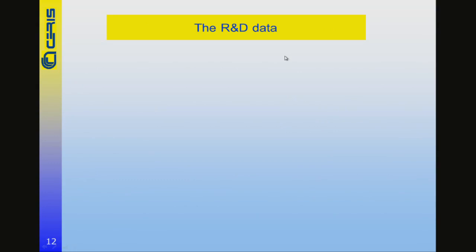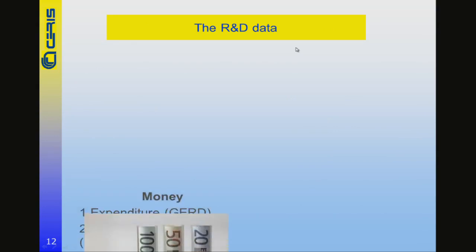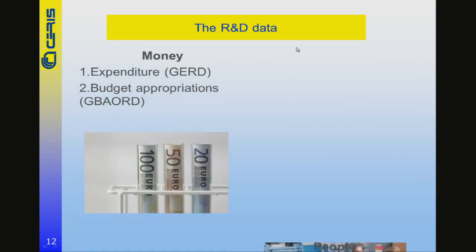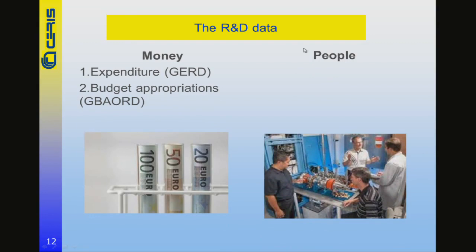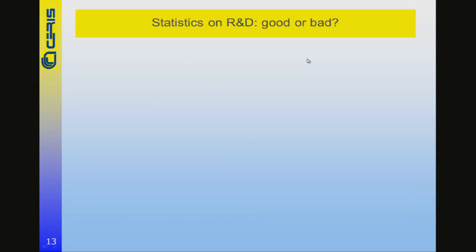Just once again to be clear about what we are doing. The R&D data, the data on research and development, are of two types: money and people. Money is expenditure, and we have this acronym, gross expenditure on research and development. This is ex post measurement of what has been spent, and government appropriations, that is government budgets. This is the first indicator, right? And the second one is people, the people involved in doing R&D.